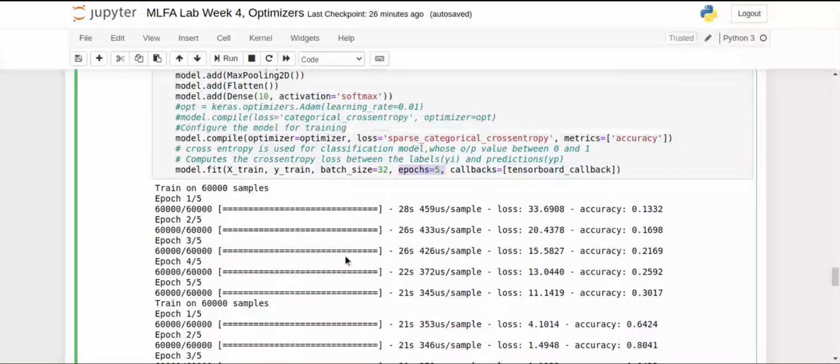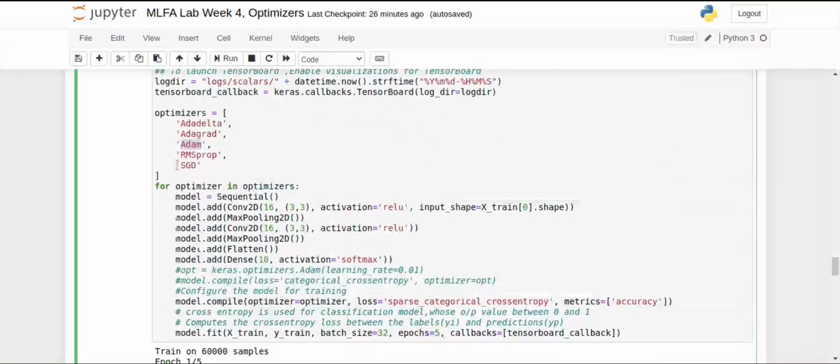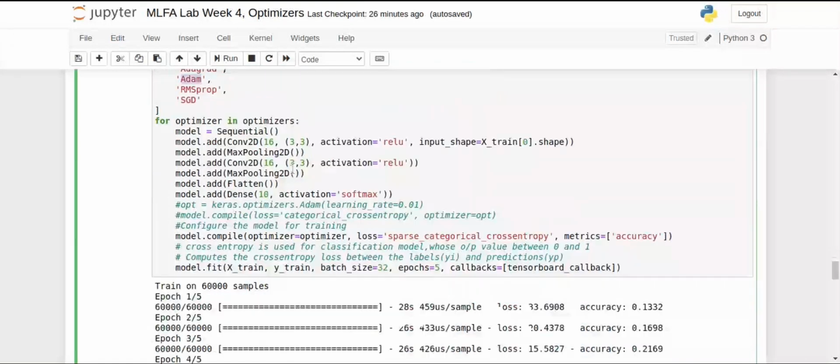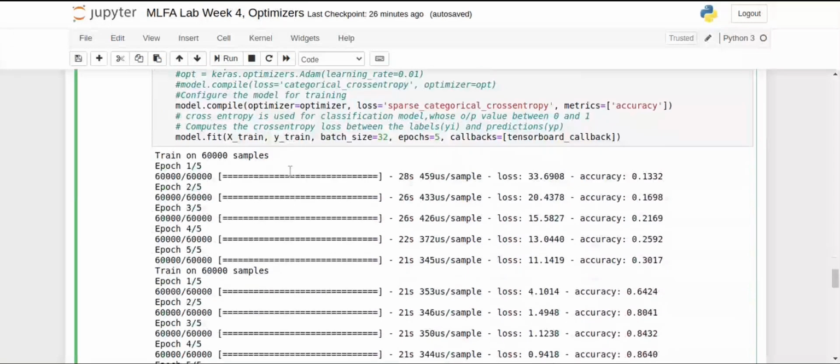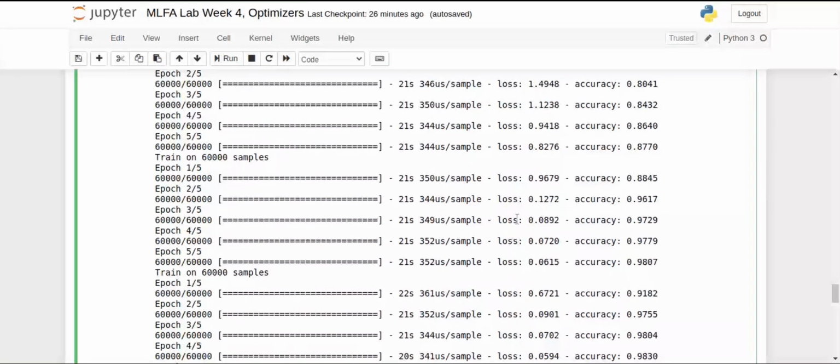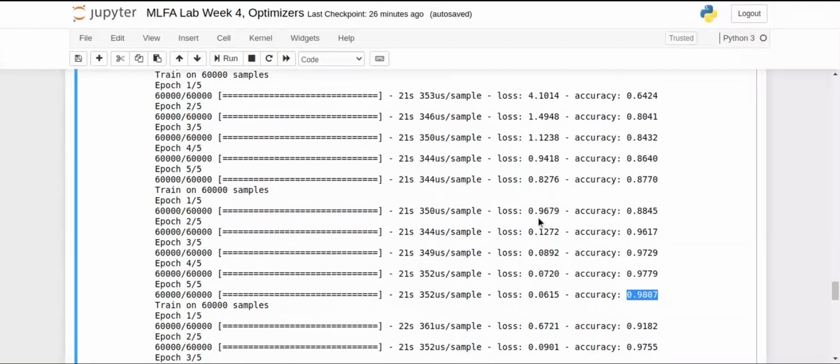So you can see that the third one is Adam and the last one is SGD. And I want to show the difference between the two. The third one is Adam, so 1, 2, 3. You can see that within 5 epochs only, the accuracy is nearly 98.07%. And the loss started, in the first epoch, at 0.9679.